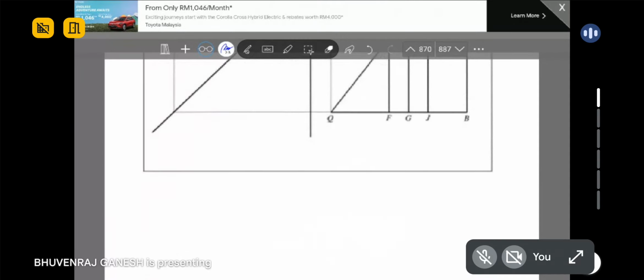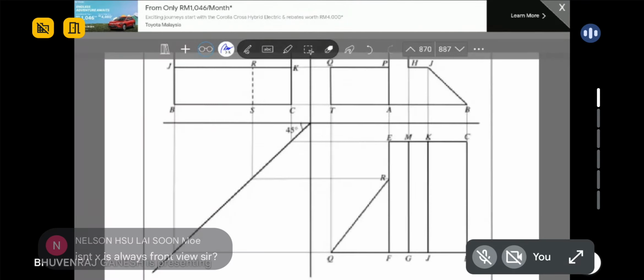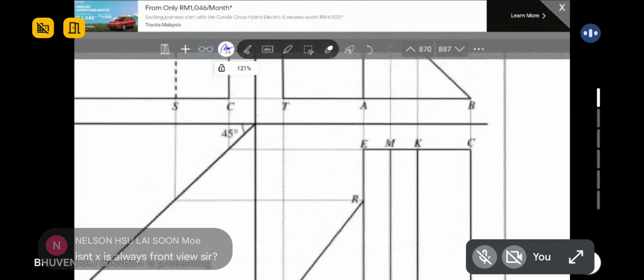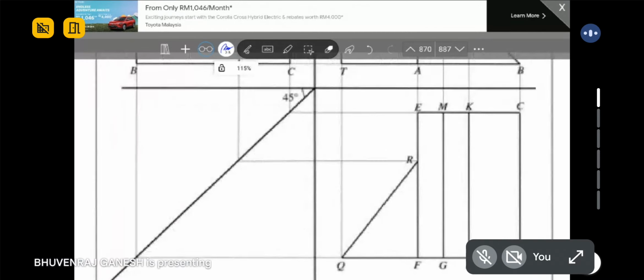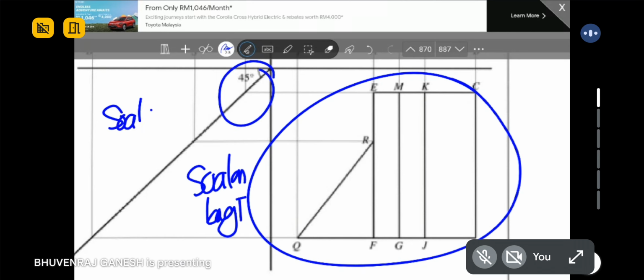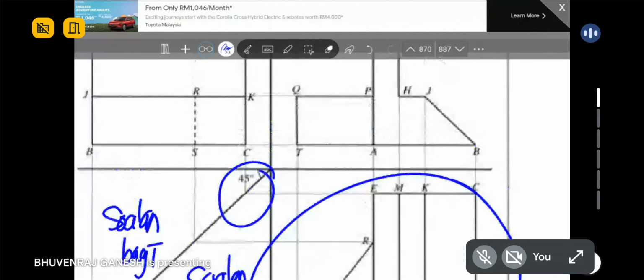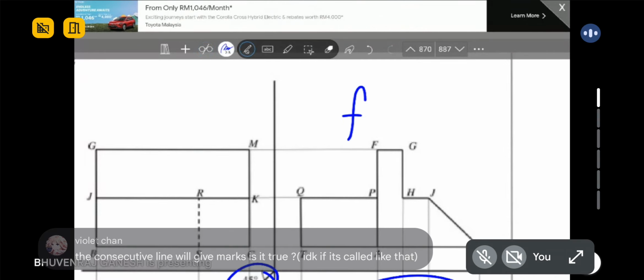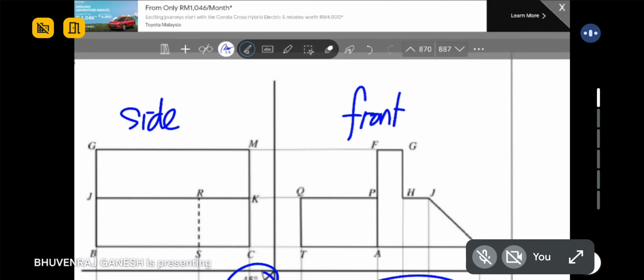They already give you the... never mind, we go directly to the answer. For plan you no need to draw. The question will already give you this. Yang ni soalan bagi. And this one also soalan bagi, the angle is already given. So you just need to draw front and side. Hadapan dan sisi. This one is front, this one is side. The construction lines will give marks.